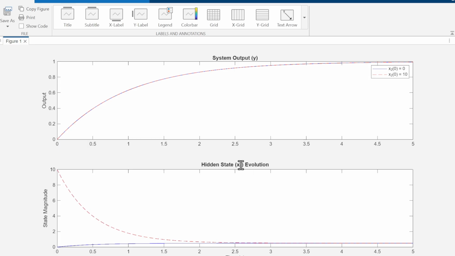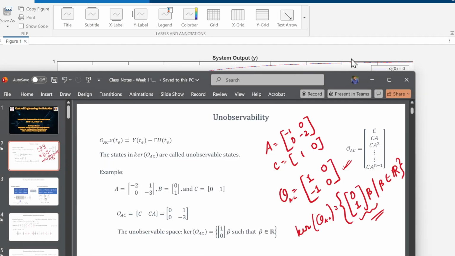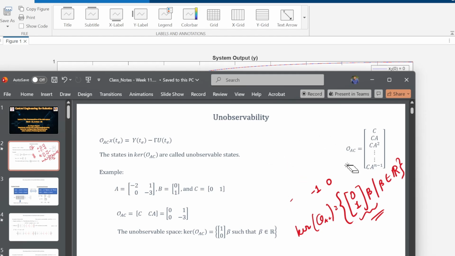Whereas the actual states, you can see x2, the actual states are not the same. I am just plotting x2 here. Here we have two states x1 and x2, and I am just plotting x2. So the initial condition of x2 was, in one of the cases, 0 and in the other case it was 10, right? For the 0 case you are getting the same output, and for the case when x2 is 10, then also you are getting the same output.